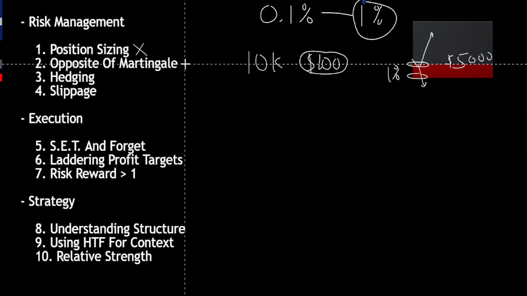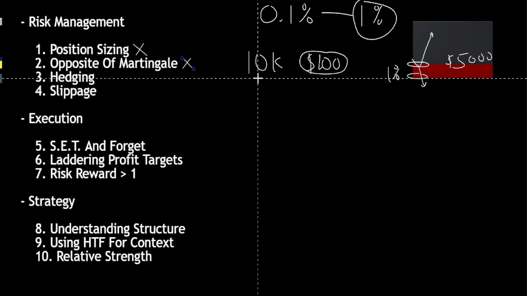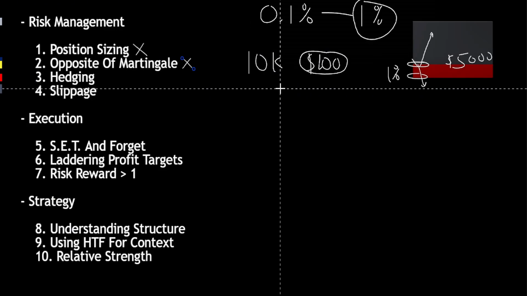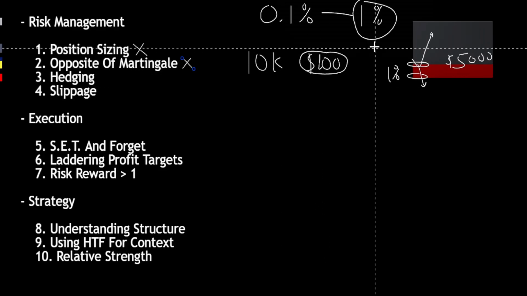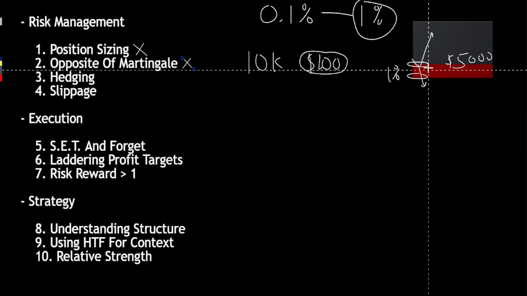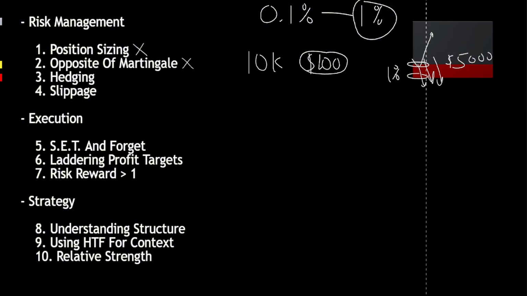Okay, let's talk about the opposite of martingale. You guys have probably heard of martingale before, which I don't agree with, and obviously it's been debunked as it doesn't work. But the opposite works quite well. So what does that mean? It means that let's say we've taken 3 trades at 1% risk each, and all 3 of those trades amounted to a loss. So the overall drawdown in that case would be minus 3%.